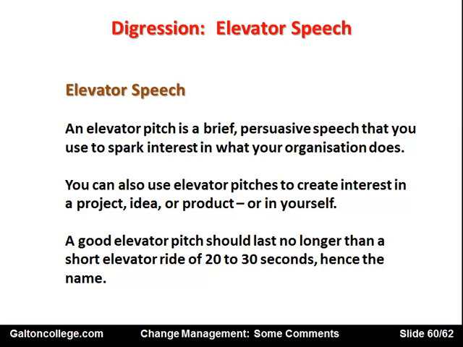So an elevator speech is about some situation, about a product or an idea or something. And a good elevator pitch should last no longer than a short elevator ride. Elevator, a lift in a building. 20 to 30 seconds. So let's say a speech 30 seconds long. Well, if the proposed change that we're talking about in the context of this class can't be explained in 30 seconds, the advantages of the proposed change can't be explained in 30 seconds, there is something wrong. I mean, 30 seconds is actually quite a long time.